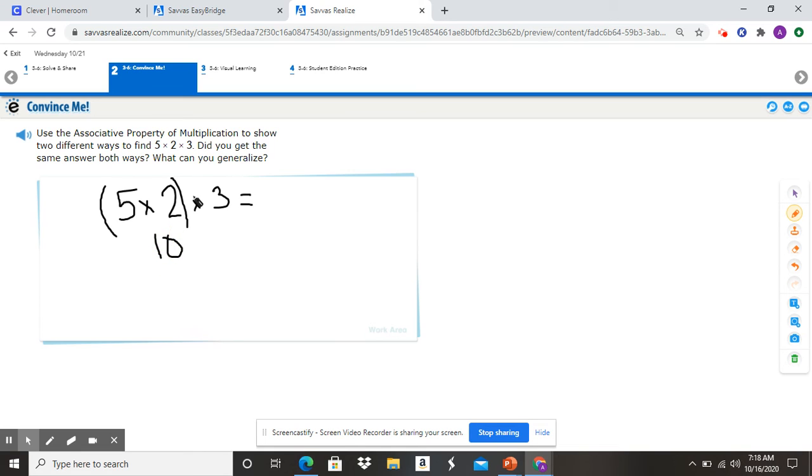Now, I can't forget about my times 3 over here that's not outside the parentheses. So I just pull it down. So I have 10 times 3. What's 10 times 3? 10 times 3 is 30, okay? Now I've solved it one way, but this problem asks for me to solve it two different ways. So it's the same equation, which is 5 times 2 times 3 equals.